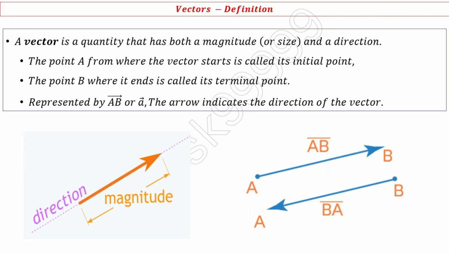Now, an example of vectors. Suppose you take the first one, AB: the vector is from A to B. And here the vector is from B to A, so you will call this BA arrow. This is an arrow, not just a bar.